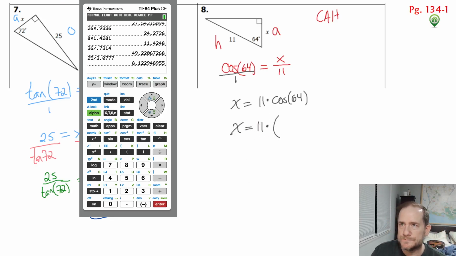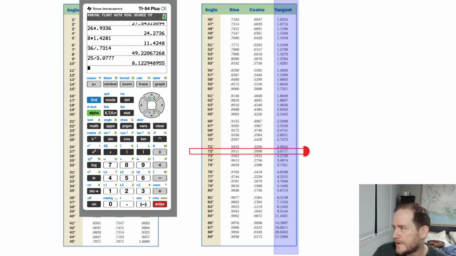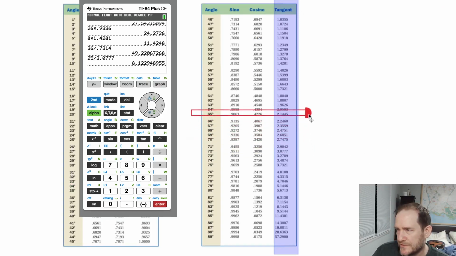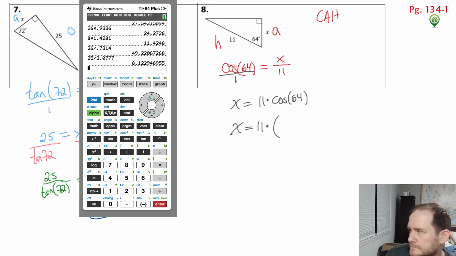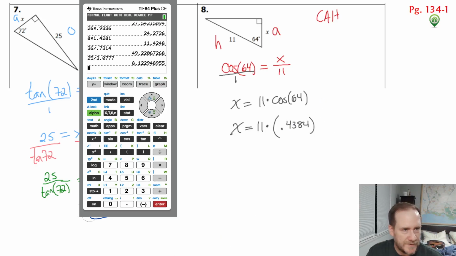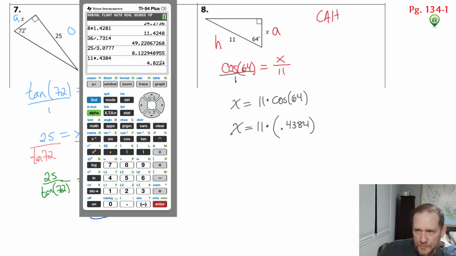Let's go find out. 64 is up the chart just a little bit right here. Cosine's in the middle. So 0.4384. And if you multiply, you'll get an answer. So let's go do that. So it's 11 times 0.4384. So 4.82.